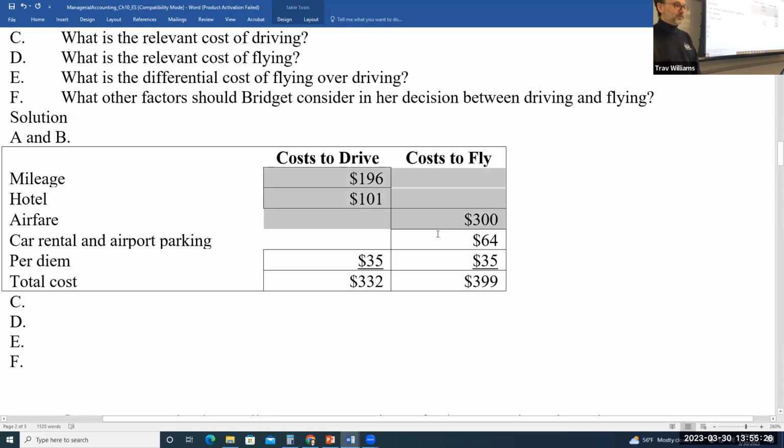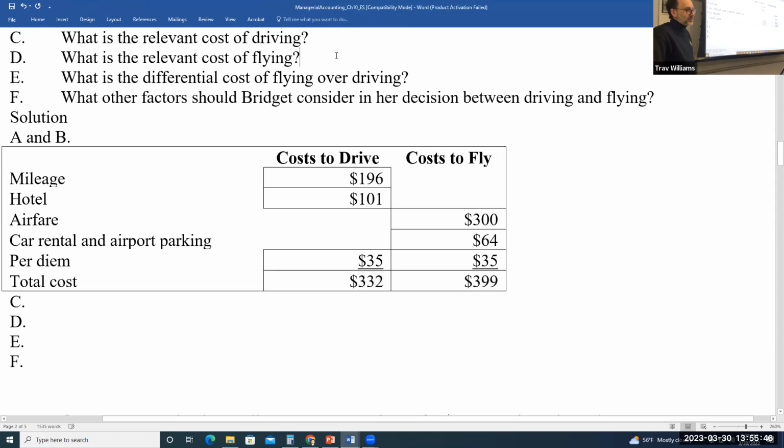We can see the difference between these relevant costs, see how the irrelevant costs are the same in both cases, and the total cost in both cases. So any questions so far? Okay, so then it says, what is the relevant cost of driving?